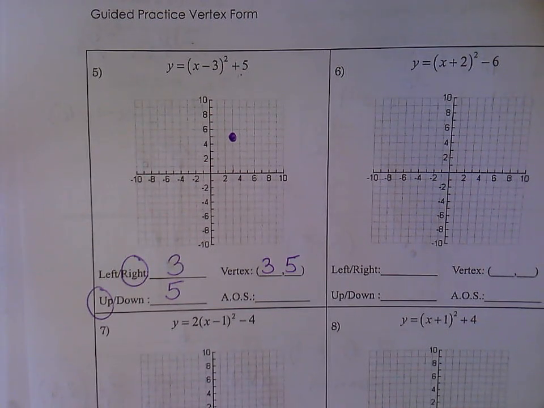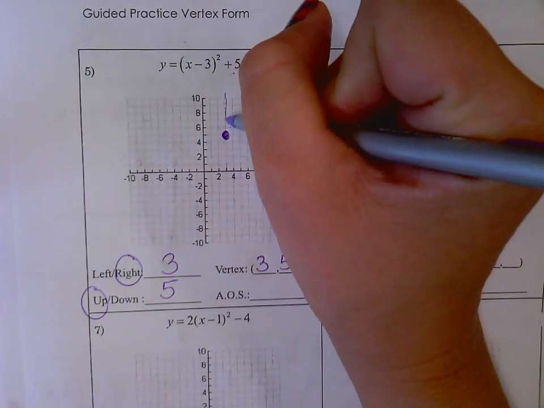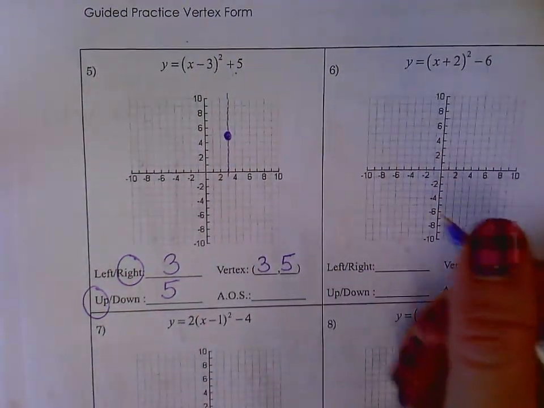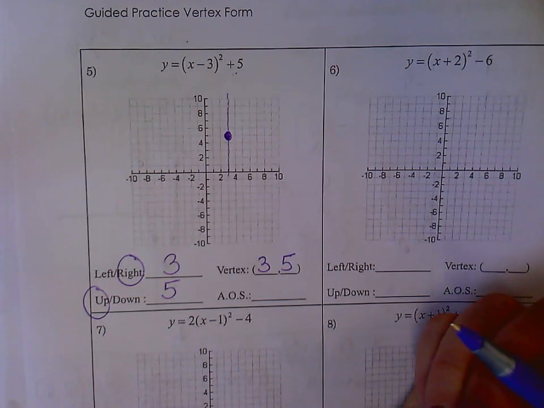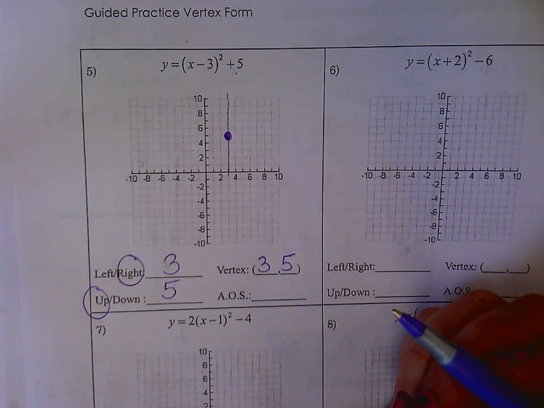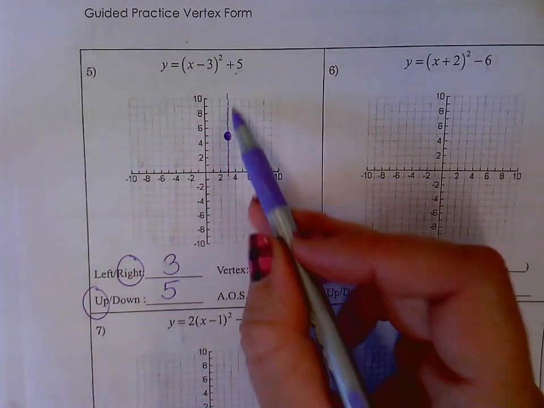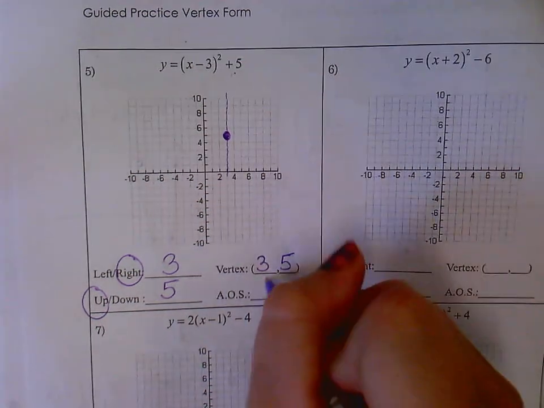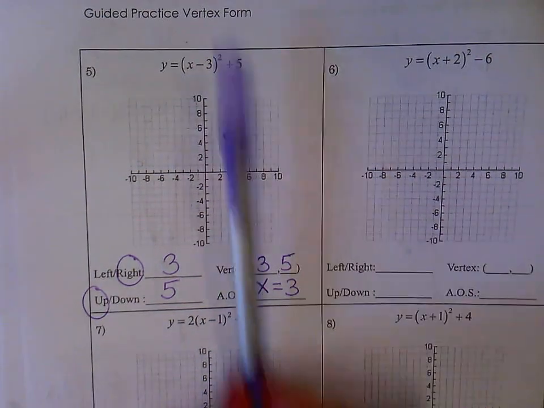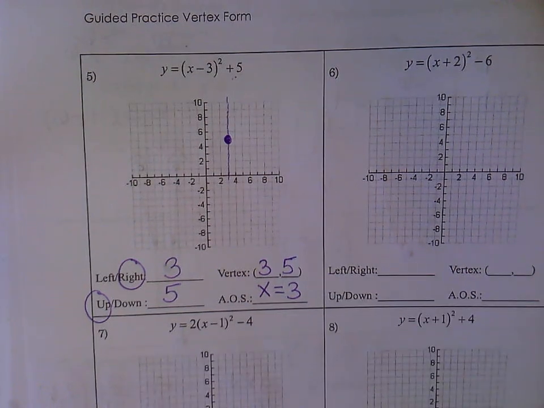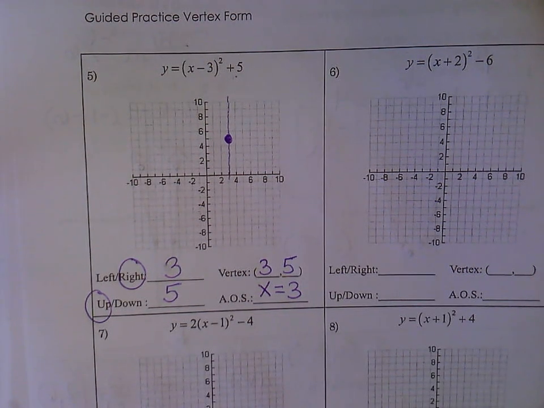Does anyone know what AOS would stand for? Axis of symmetry. Just practicing, because your book asks you what the axis of symmetry, that's just a vertical line through your vertex. How do you write the equation of a vertical line? Good practice from linear stuff. It's undefined, so it's x equals 3 is that axis of symmetry. You'll see that on the homework. They'll ask you what the axis of symmetry is. All right, what do I do next?